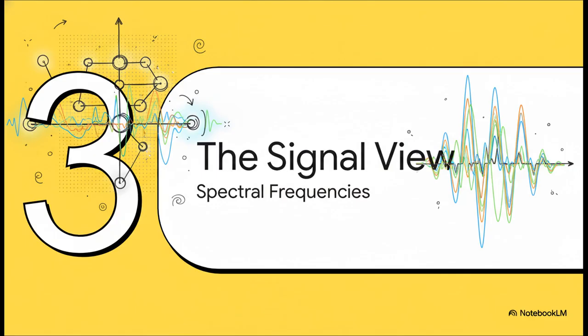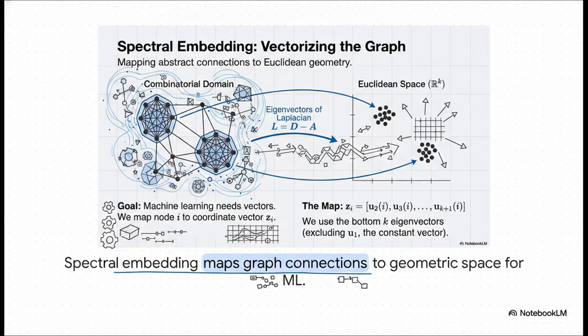Let's switch to our second lens, the signal view, and start thinking of the graph not just as a network, but as a structure that signals can vibrate on. The main goal here is to turn the graph into vectors. Machine learning models love vectors in a geometric space, but a graph is just a bunch of abstract connections. Spectral embedding is what builds the bridge.